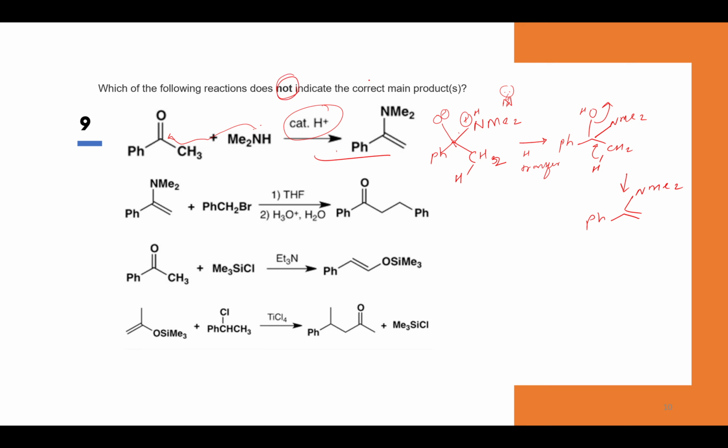So the question was to indicate the not correct main product. This is the correct main product, so this option is ruled out. Now talking about the second option, here we have benzyl bromide, and here we have enamine. This enamine, right? So what will happen in this case?